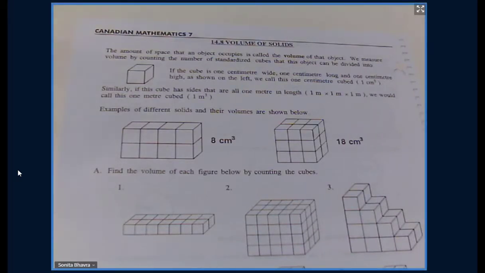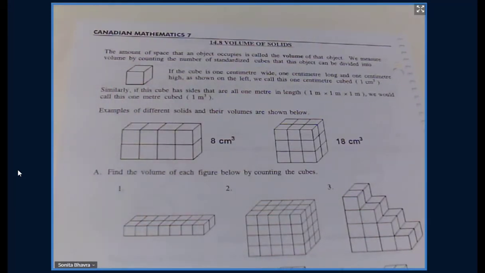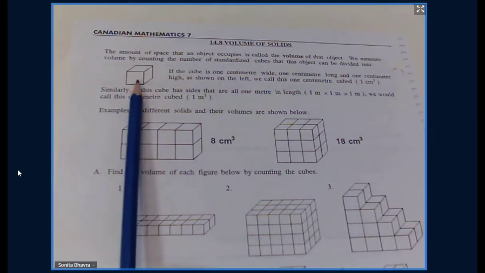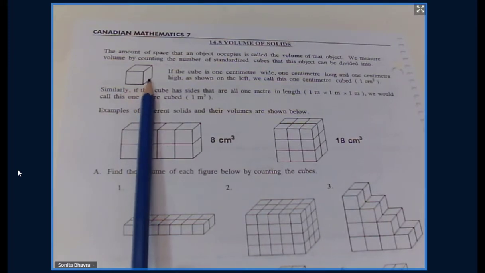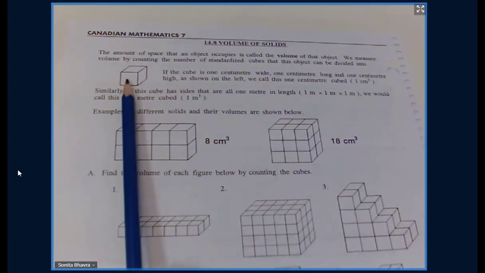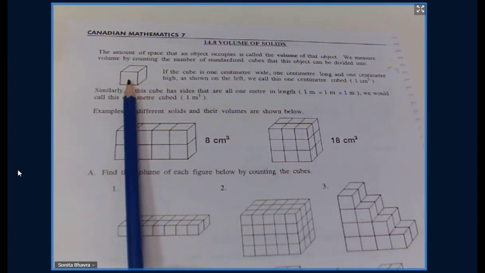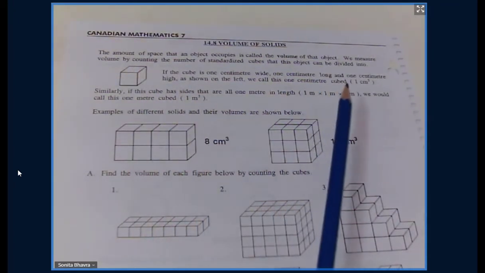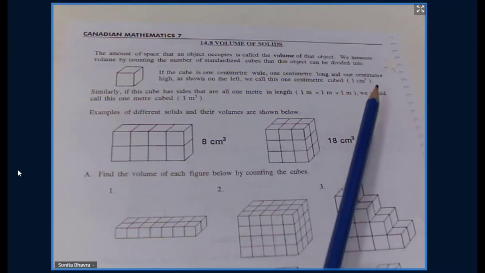All right, so the amount of space that an object occupies is the volume of that object. And so we can measure volume by counting the number of these standardized cubes that the object can be divided into. So if this cube here is 1 centimeter by 1 centimeter by 1 centimeter, so length, width, and height, then the measurement of this cube, its volume, would be 1 centimeter cubed. All right, showing this cubic unit here, 1 centimeter cubed.